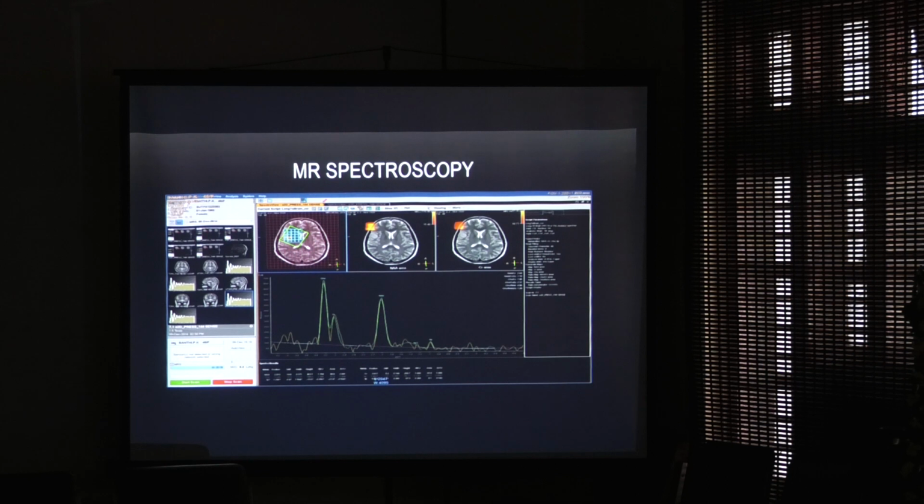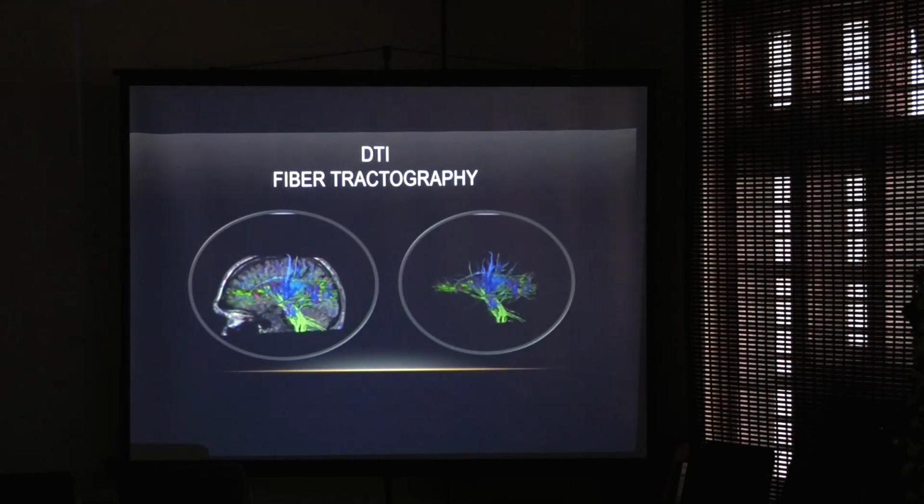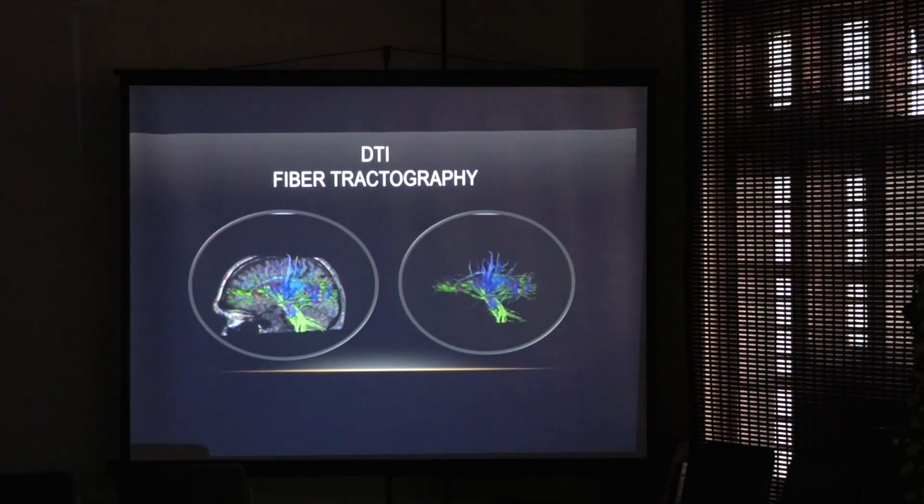Another sequence, MR spectroscopy, assesses the chemical composition of each lesion, and we can differentiate whether it is an infection, a tuberculoma, a fungal granuloma, or a tumor. Fiber tractography assesses the white matter tracts.